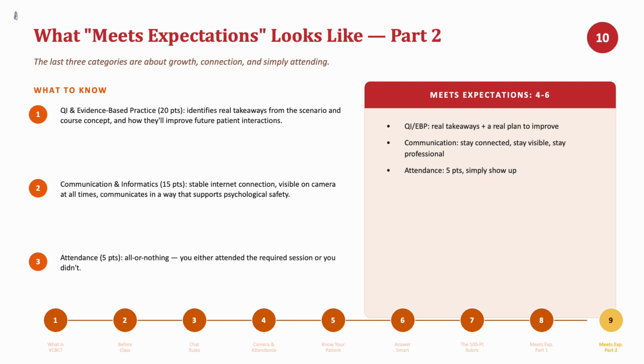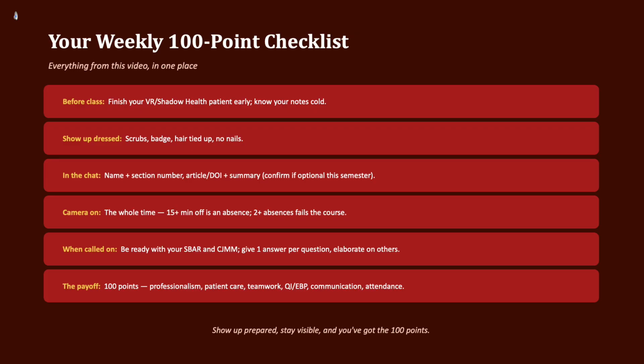The last three categories round things out. QI and evidence-based practice means identifying real takeaways from the scenario and the course concept and actually saying how they'll improve your future patient interactions, not just checking a box. Communication and informatics means keeping a stable connection, staying visible on camera the entire time, and communicating in a way that supports everyone's psychological safety. And attendance is the simplest one, 5 points, all or nothing, just for showing up to the required session.